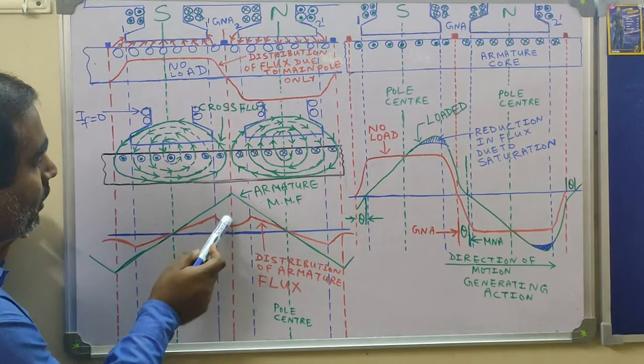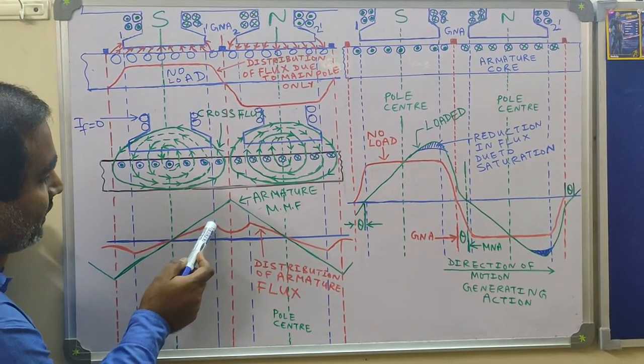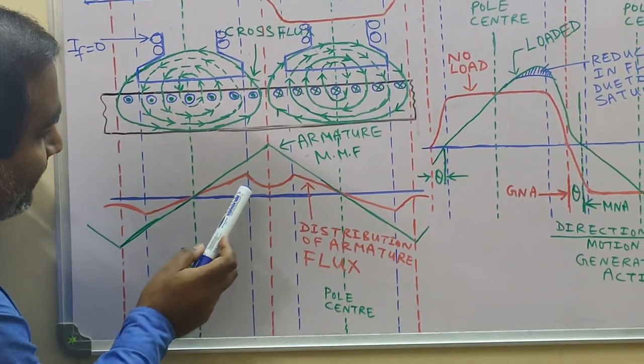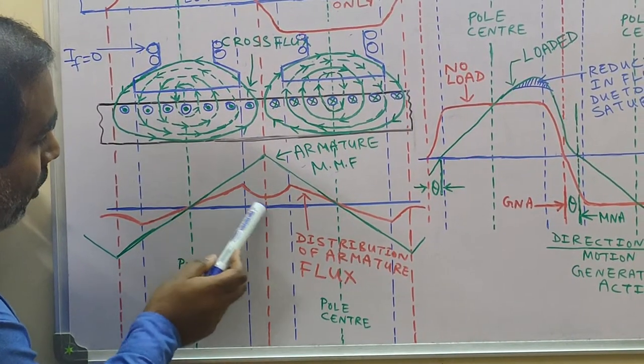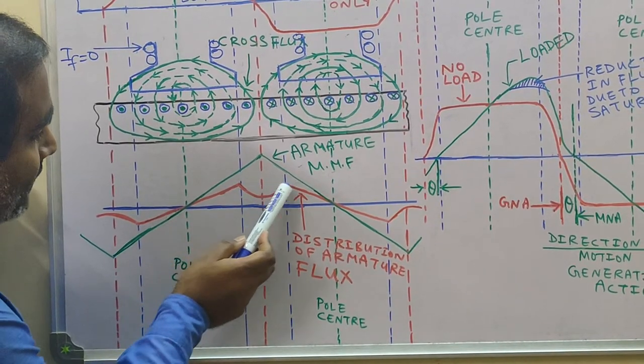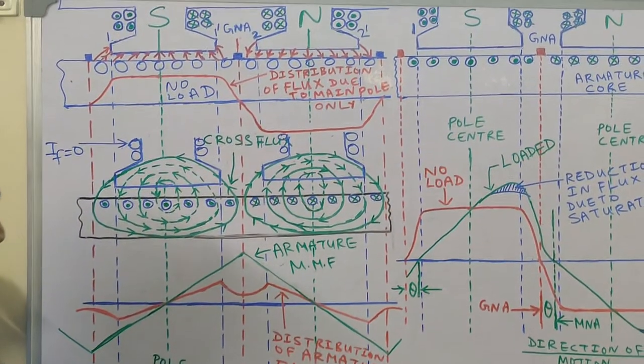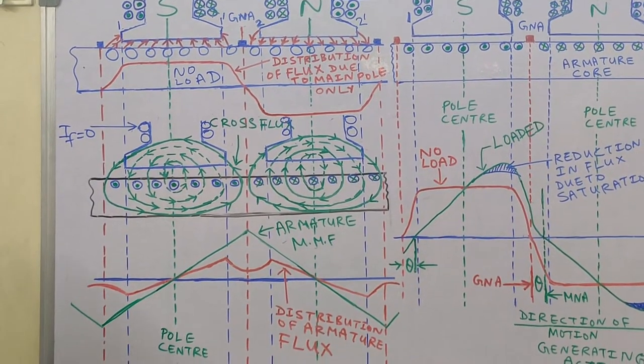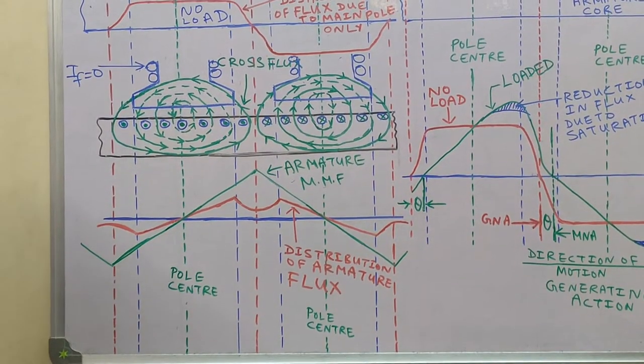Now one thing might trouble us is that along the interpolar region, although the armature MMF is at its peak value, the armature flux is showing a value which is very less, or rather you can see there is a dip, there is a fall in the value of armature flux along the interpolar region.